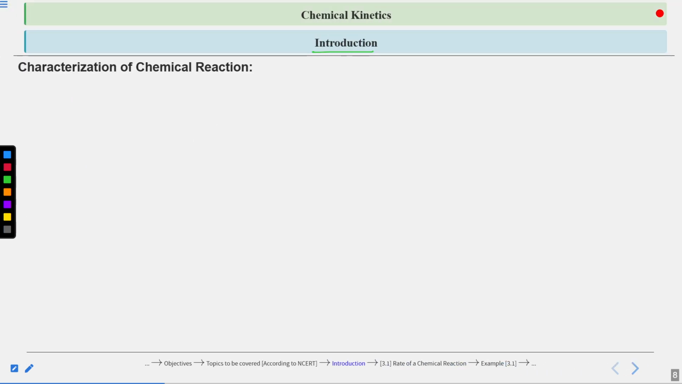First of all, let's start with the introduction part. The characterization of chemical reaction. So how can you characterize a chemical reaction? What are the characteristics of a chemical reaction? A chemical reaction can be characterized in two ways.